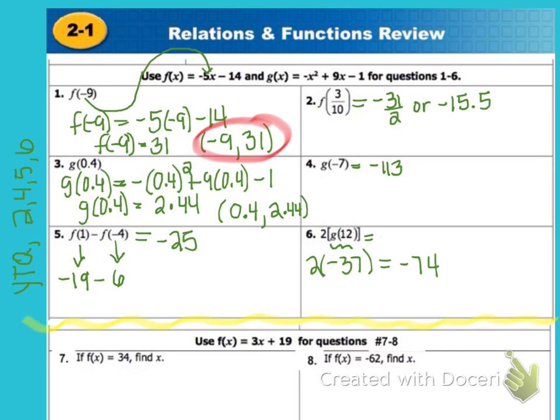And finally, number 6. So that does it for the video part of the lesson, and we'll pick up and complete the sections that we've left for class when I see you.